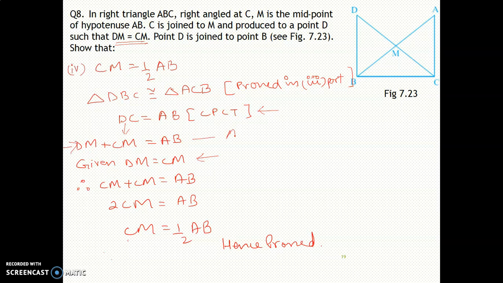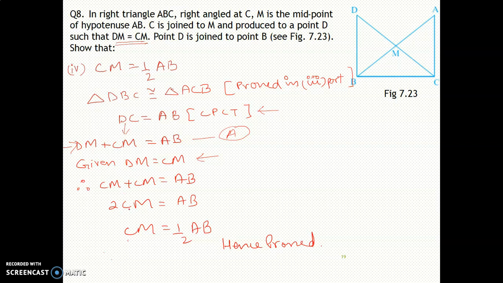See this equation A, students. Equation A: DM plus CM is equal to AB. But it is given that DM is equal to CM. It is already given to us, right? So in place of DM, I am writing CM. So CM plus CM is equal to AB in this equation A.